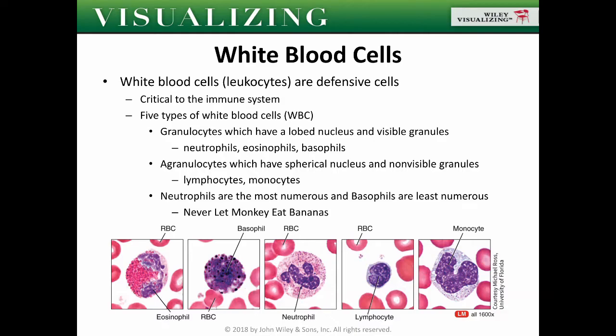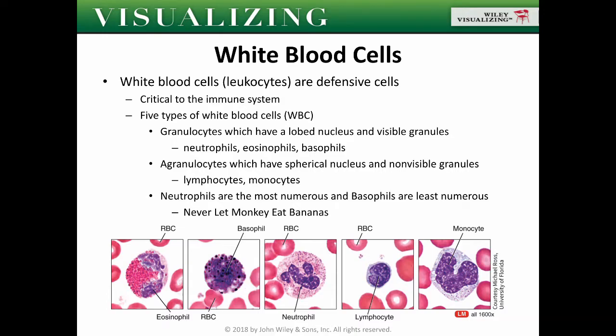The white blood cells, or leukocytes, are defensive cells. They are very critical to the immune system. We have 5 types of white blood cells. We have granulocytes, which have a lobed nucleus and visible granules. This includes neutrophils, eosinophils, and basophils. We have agranulocytes, which have a spherical nucleus and non-visible granules, the lymphocytes and the monocytes. Among them, neutrophils are the most numerous, and the basophils are the least numerous.